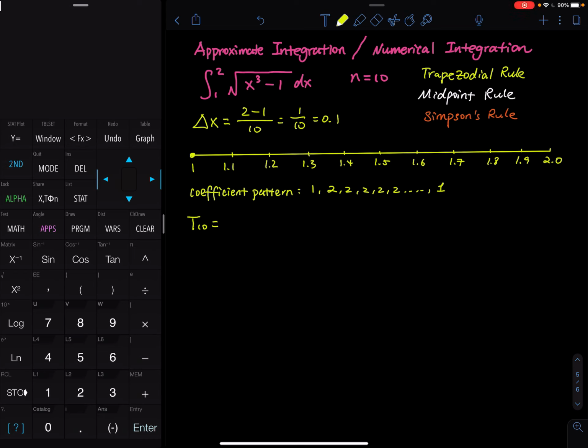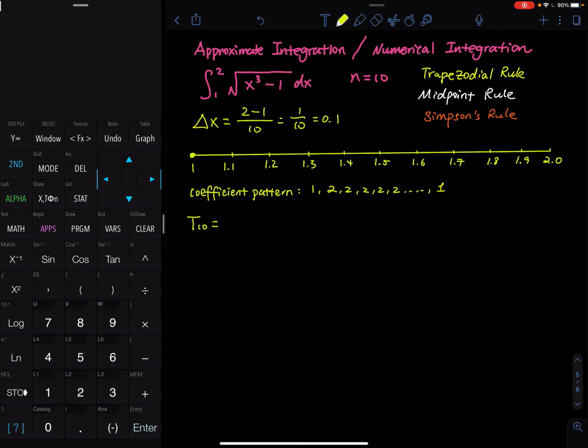In this video, I would like to approximate the given integral using the trapezoidal rule, midpoint rule, and Simpson's rule. Let's start with trapezoidal. So I have the integral, x goes from 1 to 2, of the square root of x to the third minus 1 dx, and I would like to use 10 subintervals.